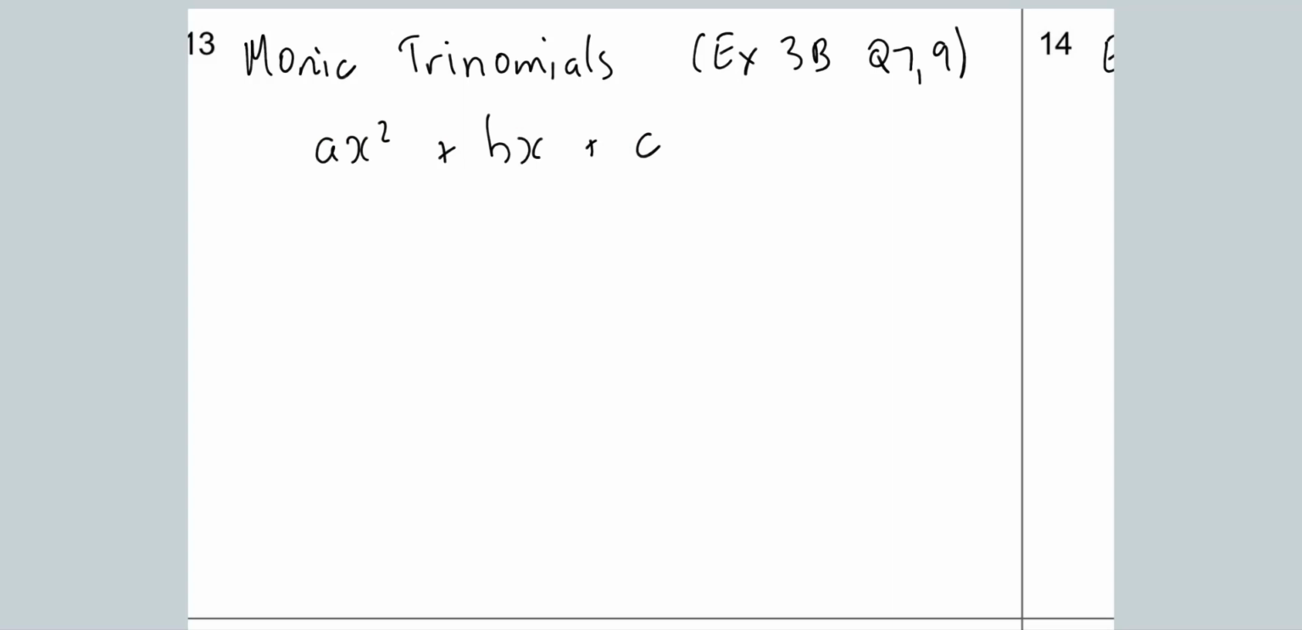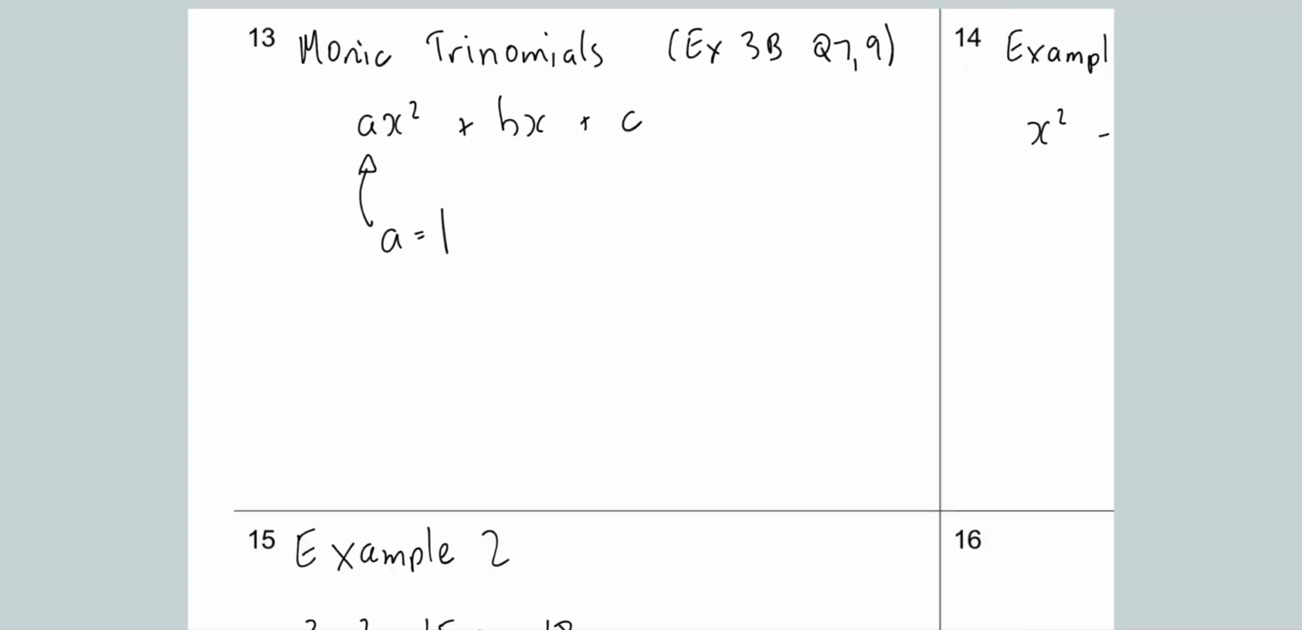And typically, in a polynomial, we're looking at a squared term, and then a linear term, and then a constant term, no variable in it at all. So that's a typical one. Now, the monic part of it is when a is equal to 1. In other words, the x squared doesn't have a coefficient.